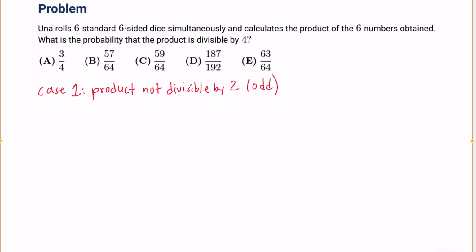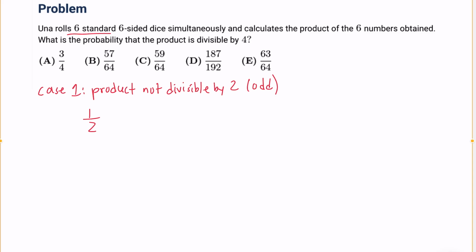And then the second case is when it only has 1 factor of 2. But let's just focus on case 1 first. We need every number in this product to be odd. It says that Una rolls 6 standard 6-sided dice. For each die, the chance that we roll an odd number is 1/2, because out of all of the 6 numbers, 1, 2, 3, 4, 5, 6, 3 of them are odd and 3 of them are even. So that's 1/2 for each die.